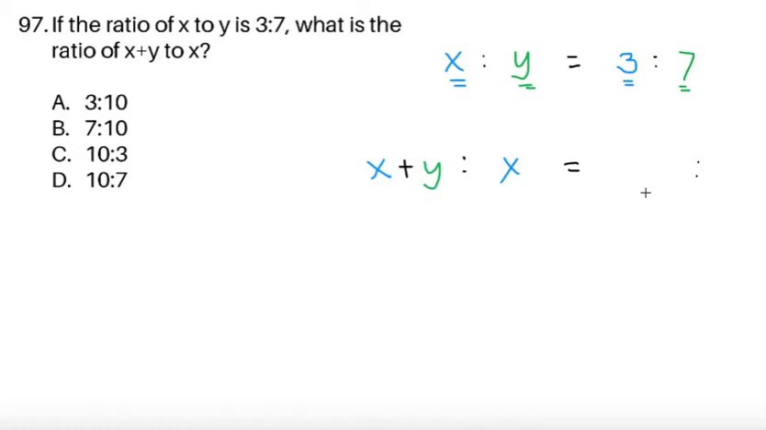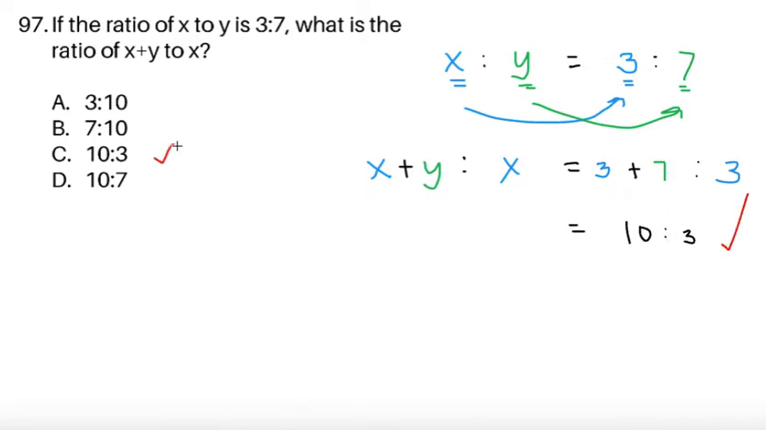So x plus y to x is going to be simply 3 plus 7, since x corresponds to a 3 and y corresponds to a 7. So it's going to be 3 plus 7 is to 3. So just simplify this ratio. It's going to be 10:3. So 10:3 corresponds to choice C.